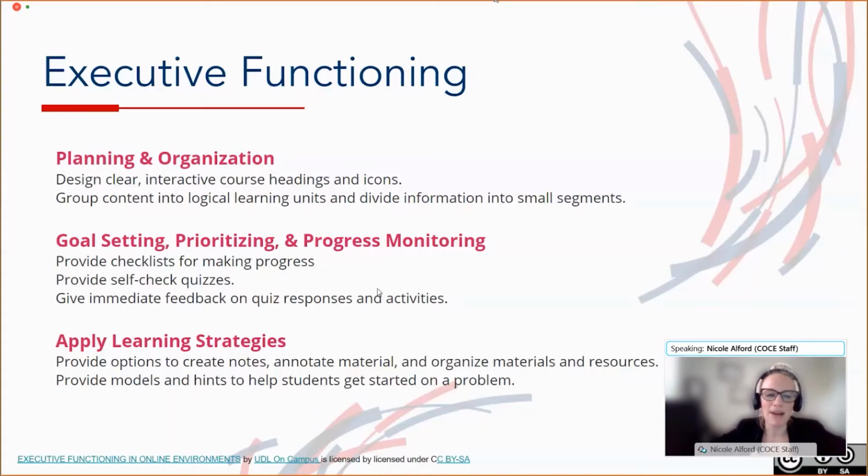I went too fast. Having those logical learning objectives divided into small segments so they understand that digestible, scaffolded pathway that we have talked about. Having those checklists and self-check quizzes goes to what we had referenced earlier with differentiating that degree of difficulty, and then having that immediate feedback and how you can do that, especially on quizzes in Canvas.